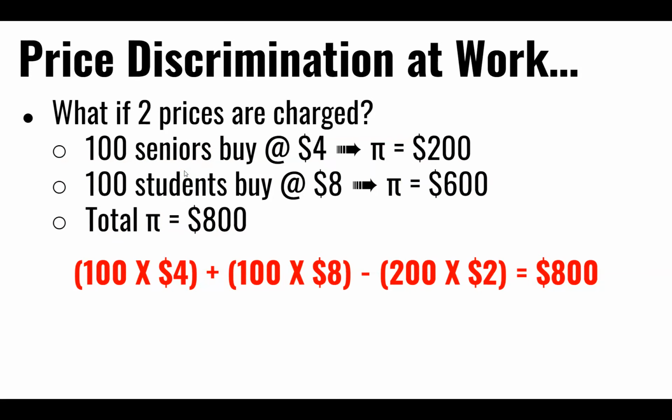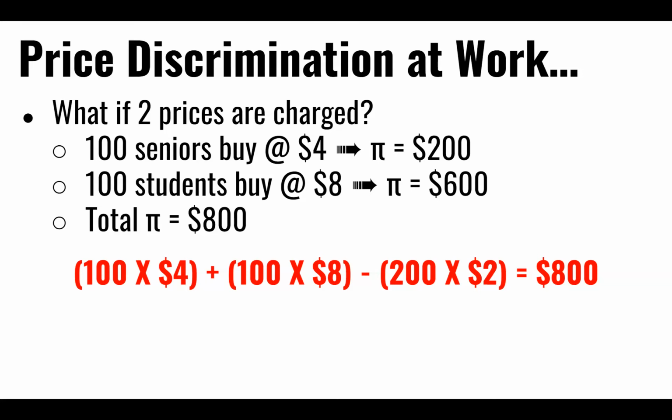But what if I price discriminated and I charge two different prices? What if I charge the seniors the $4 they're willing to pay and the college students the $8 they're willing to pay? In which case, I could increase my total profit, because if 100 seniors buy their meal at $4 a piece, then they bring in $400 in revenue. They cost $200 in costs. Total profit $200. If I charge $8 to the college students, we already saw their profit $600 added together. My total profit is $800.